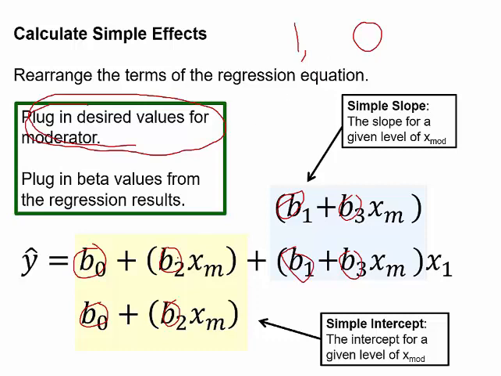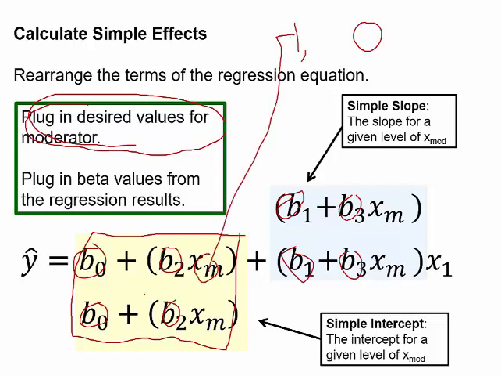So I can say, what does this box become if you're in group 1? I have the beta weights from the equation I just ran, so I can take the intercept plus beta 2 times 1, and that would give me the intercept for people in group 1. And then if I take my intercept plus beta 2 times 0, that would give me the intercept for people in group 0.